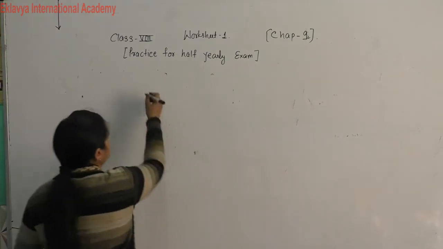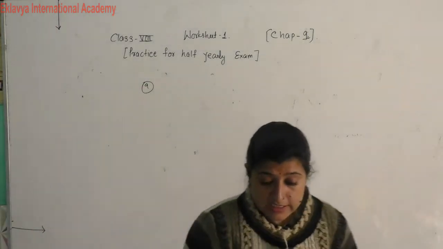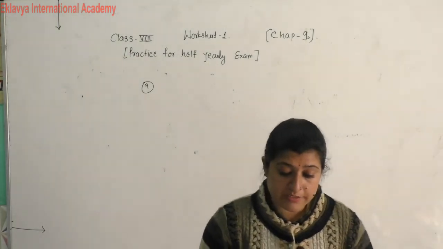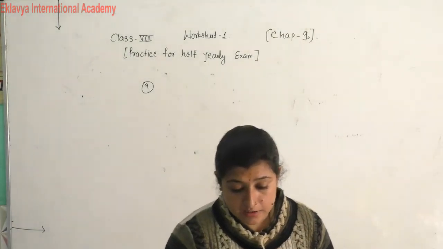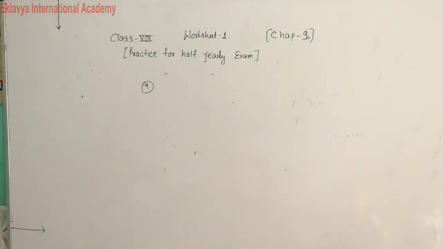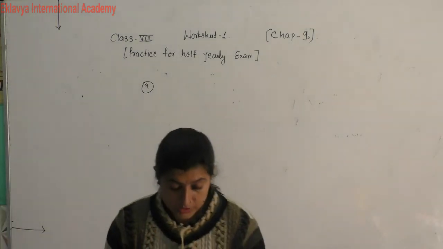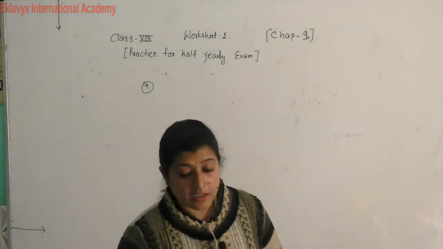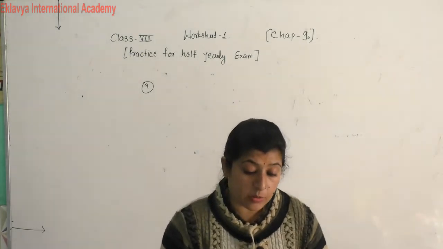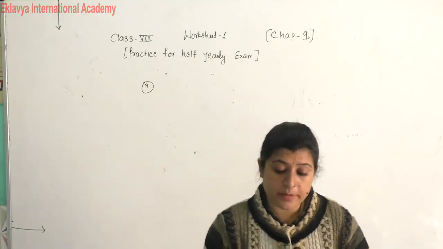Question number 9. Find the sum which amounts to rupees 1352 in 2 years at 4% compound interest. It is the same type of question as you already solved in question number 8. Only the amount and data changed: here the amount is rupees 1352, rate 4%, and time 2 years.